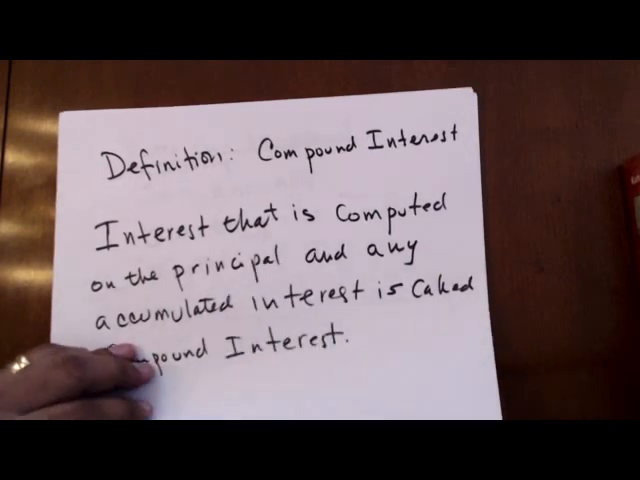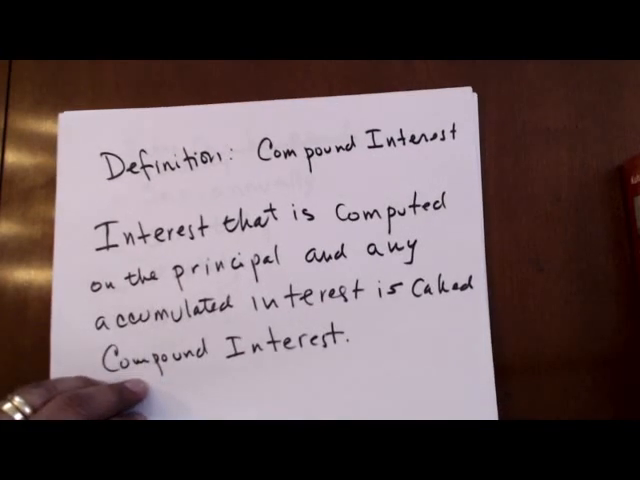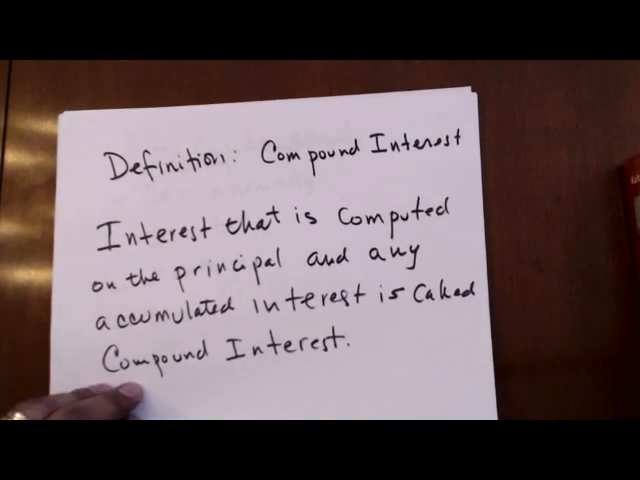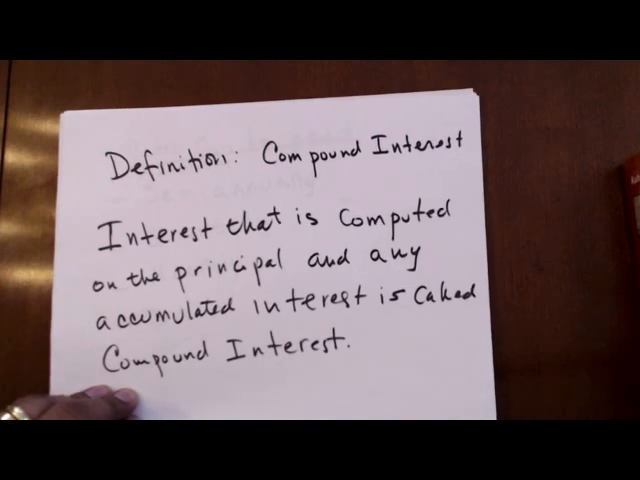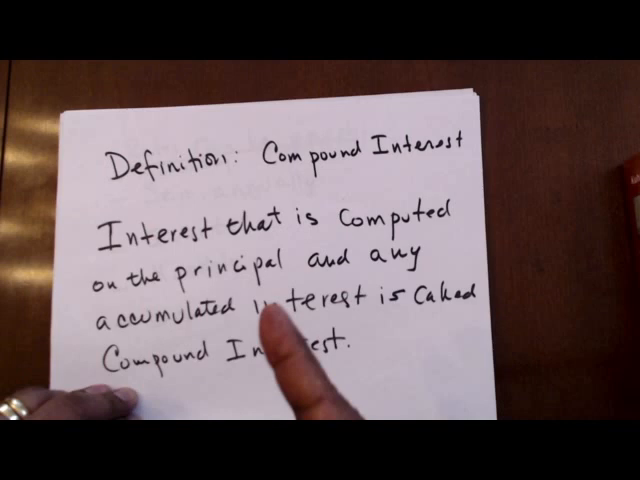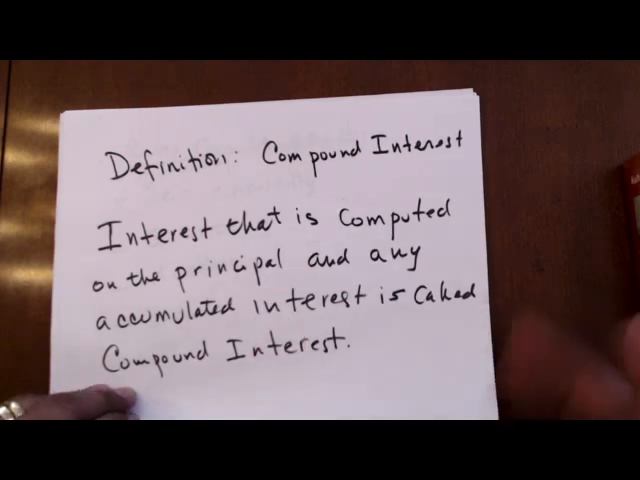So this is the definition, right? When the interest is computed on the principal and accumulated, every period that ends accumulates a little bit more, it adds to the principal, and then it goes on to the next period, accumulates more interest, and so on.